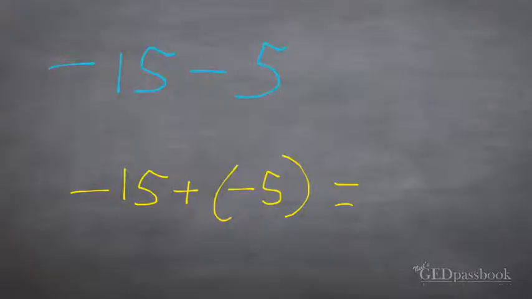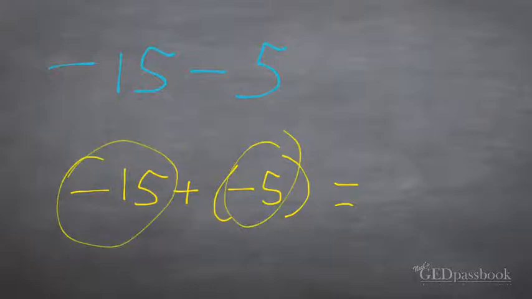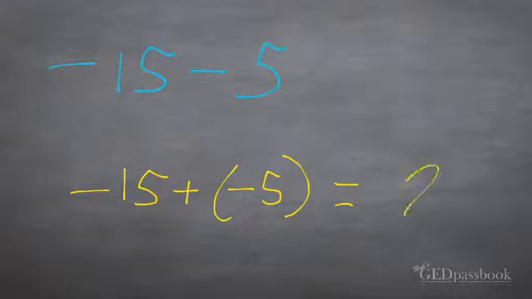So guess what? We're adding now. They both have the same signs. We use that exact rule. What's 15 plus 5? What's the sign that they both shared? It's negative 20.